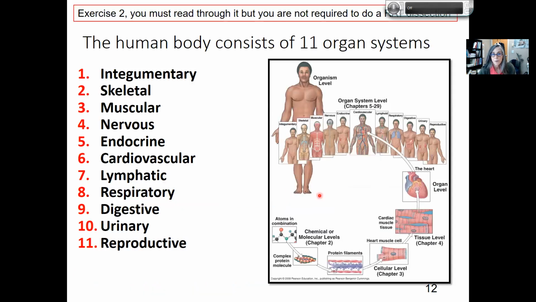You will need to know those. The human body consists of 11 organ systems. You need to be able to know them, and you need to be able to say them without having to think, so it has to come out quite quickly.